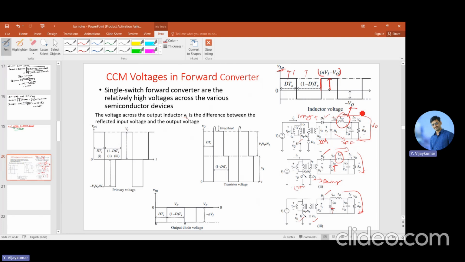Now similarly, what is the primary voltage? What is the primary voltage? If we talk about this, this is the primary. The primary voltage, when it will be there.